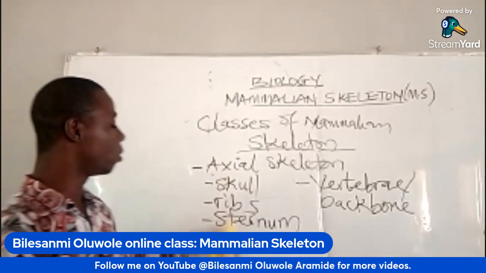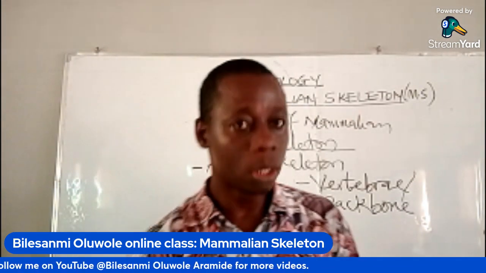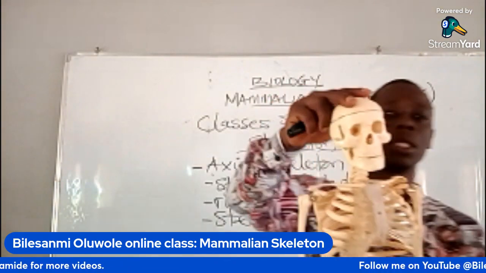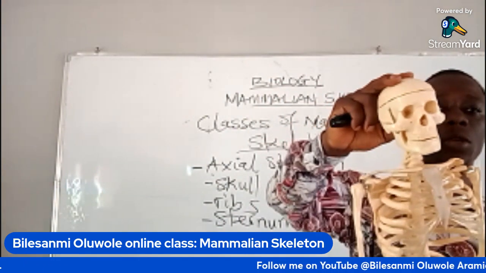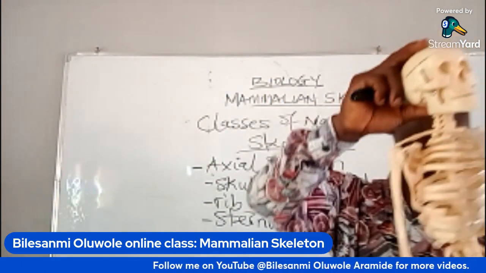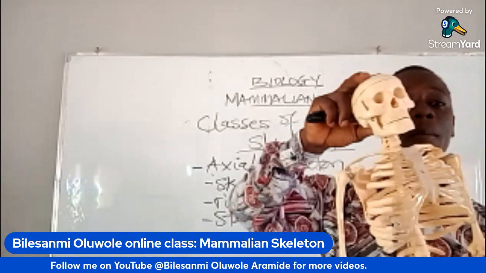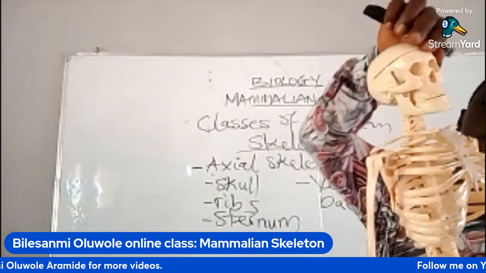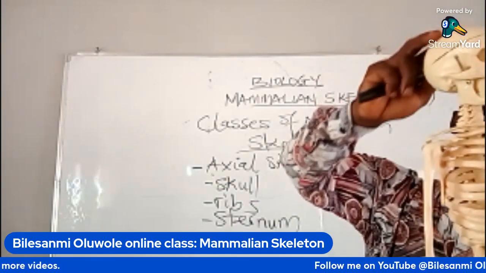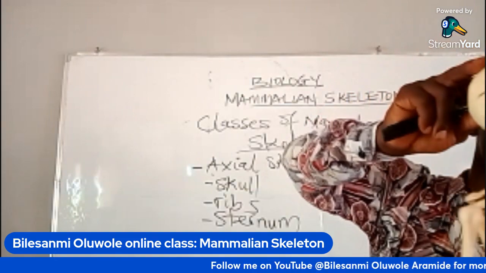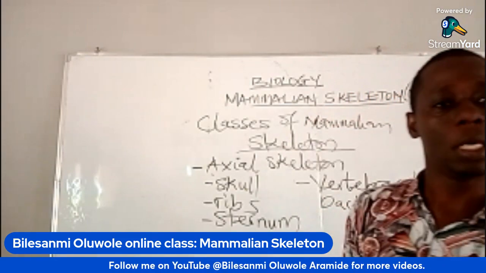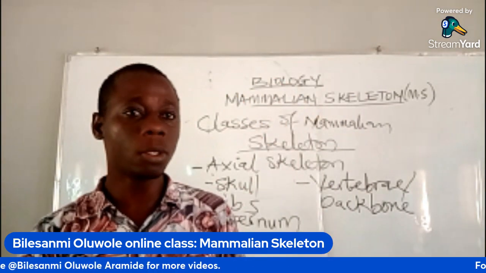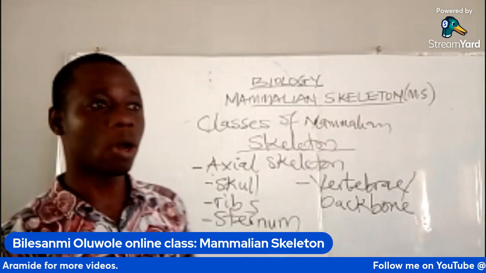Now, let us start with the skull. We can see this skeleton model. This is the skull. And what are the functions of the skull? Basically, the mammalian skull is made up of 22 bones, which comprise the facial bones, the jaws, and the cranium. So what are the main functions of this? Number one is that they protect the eyes, they protect the brain, and so on.